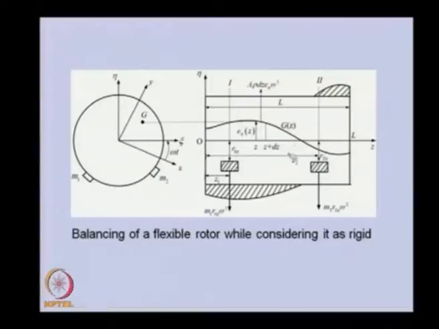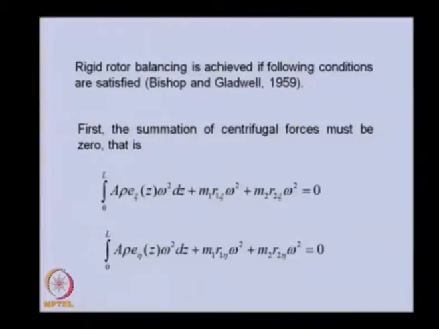Now if we want to balance this, what are the conditions we need to satisfy? Let us say for the rigid rotor case. In this case, we take the summation of the centrifugal forces due to the variation of the eccentricity of the rotor itself. This is the mass per unit length; if we multiply it by z, that will be the mass of a slice of the rotor, and because this is the eccentricity, that is the total unbalance. If we multiply by omega square, that will be the centrifugal force. This we are integrating over the whole length of the shaft.